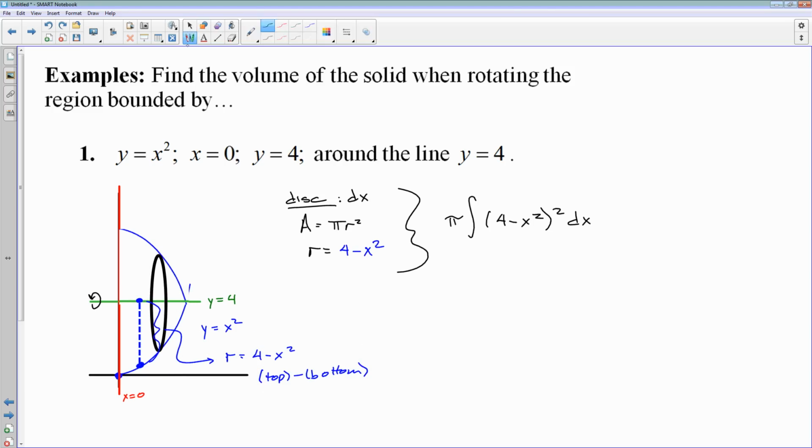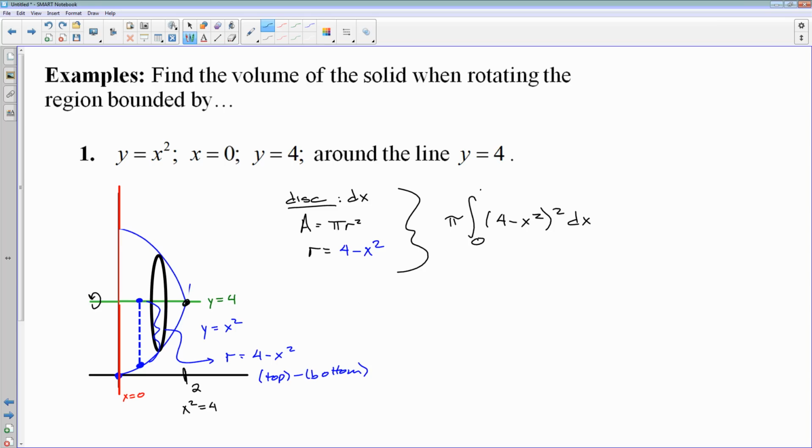My very first cross section starts here at x equals 0. My very last cross section ends at this x coordinate. So we have to know where x squared hits y equals 4. That intersection is going to be when x squared equals 4, and that happens at x equals 2.